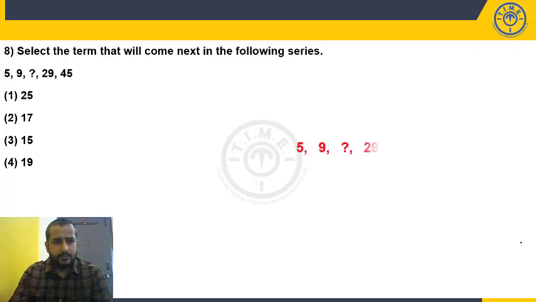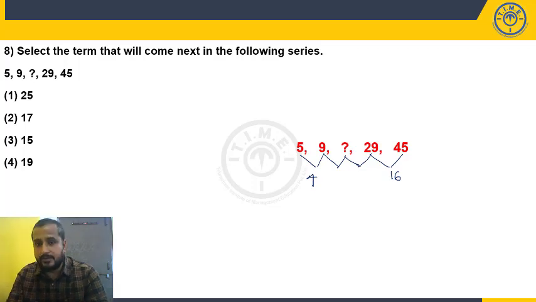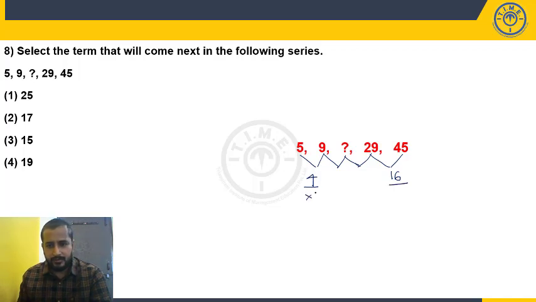Look at the numbers. 5, 9, question mark, 29 and 45. This number is missing. You cannot say anything. I am checking for the difference logic. Here the difference is how much? 16. Here the difference is how much? 4. What could be the missing? Here we have 4 and here 16. 4 ones are 4, 4 fours are 16. What could be missing? 4 twos, 4 threes.